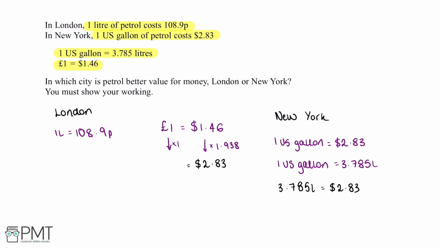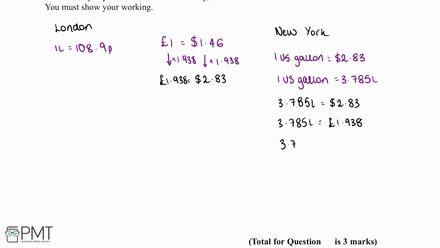So this means we can do the same calculation with the price, and 1 multiplied by 1.938 gives us 1.938. So this tells us that £1.938 is equal to $2.83. And this also means that 3.785 litres costs £1.938. And £1.938 is equal to 193.8 pence. So as we can see, the prices in London are given per 1 litre. However, we've worked out the price of 3.785 litres.